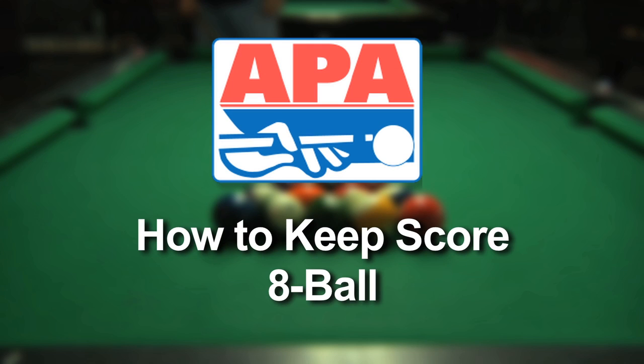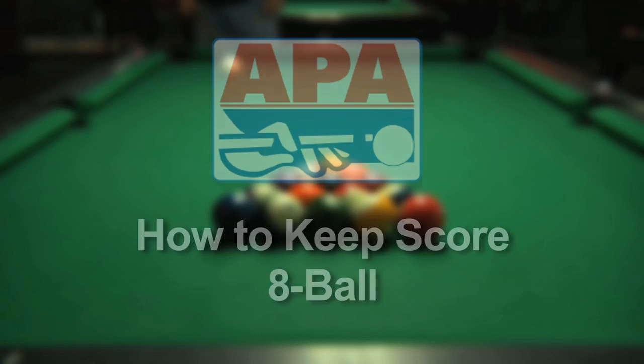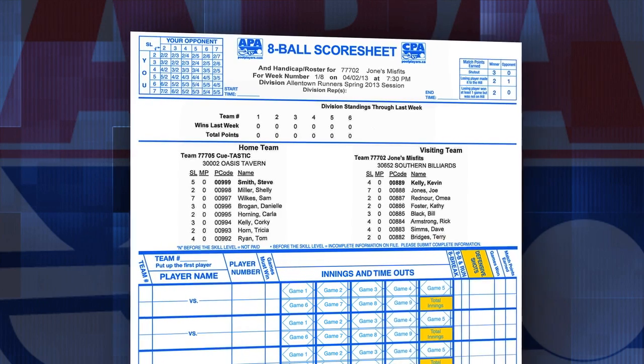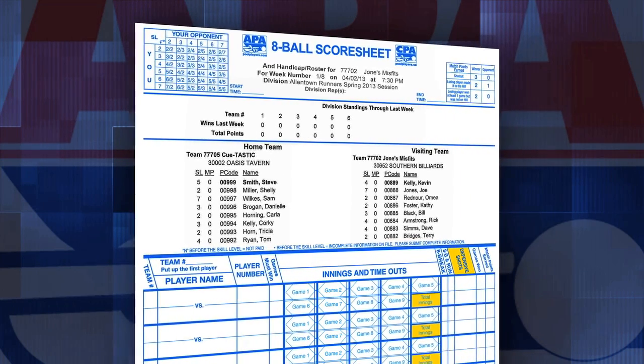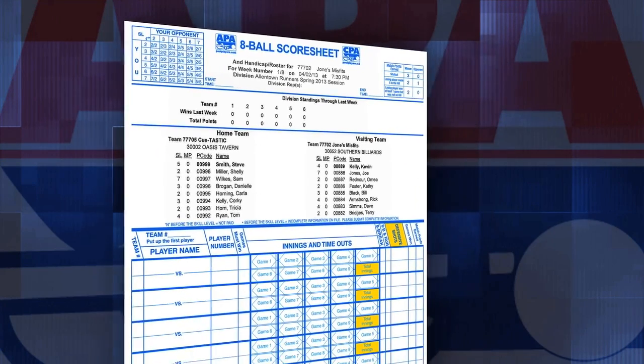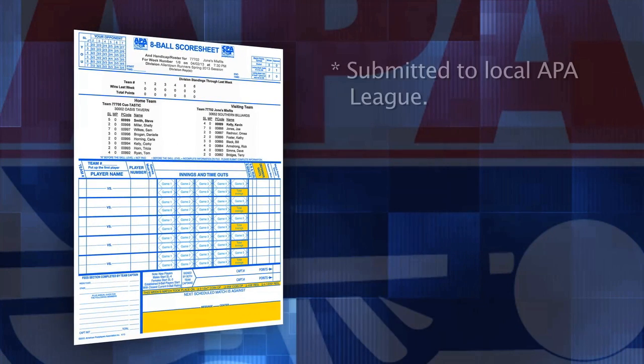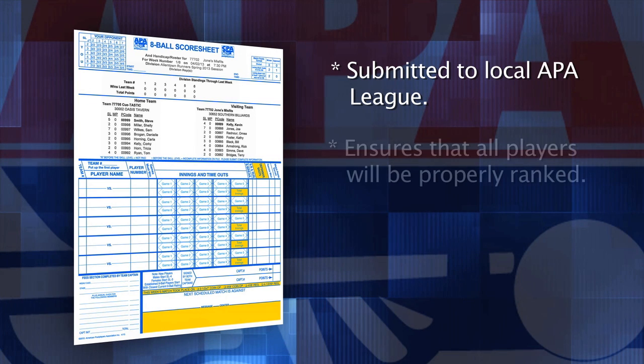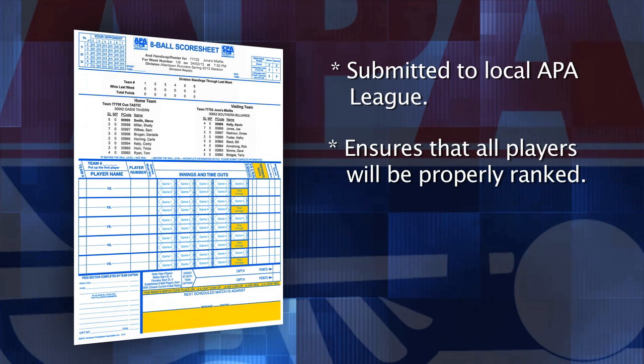Welcome to this short video which will teach you how to properly keep score on APA League Night. The weekly 8-ball score sheet is what you will use to keep score of all matches played. After League Night, your score sheet will be submitted to your local APA league in whatever manner they have instructed. The score sheet will ensure that both you and your opponent's members will be properly ranked.